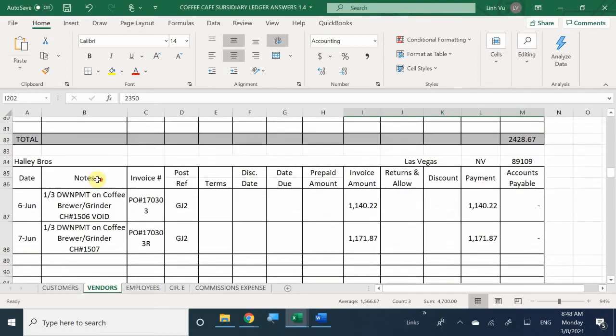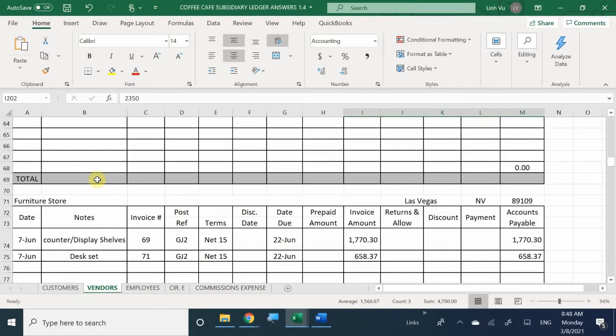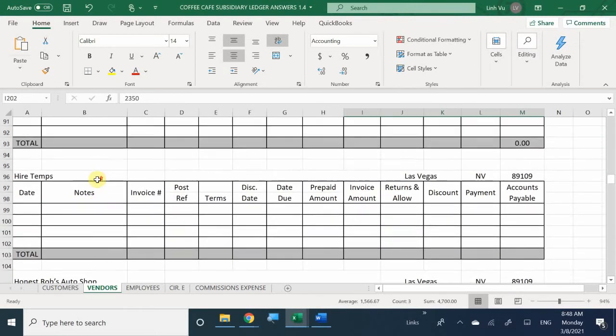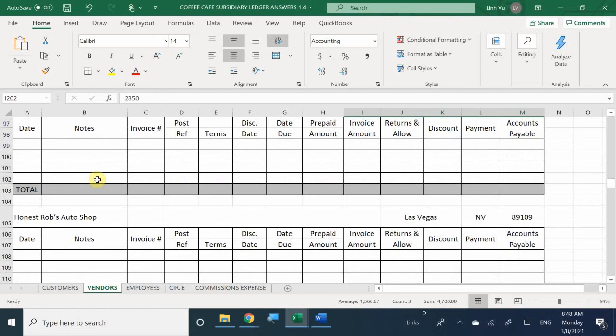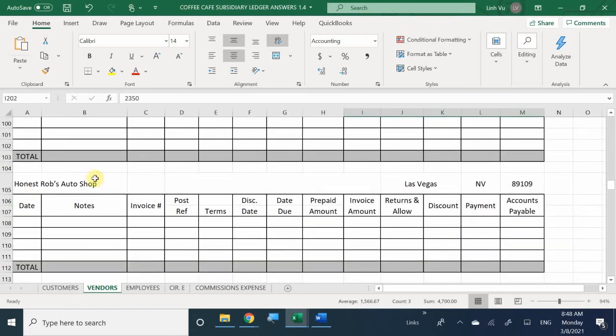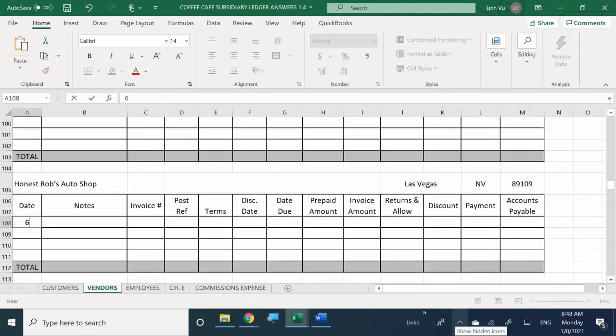Honest Robs. Okay, so let's go find Honest Robs. Here he is. Honest Rob's Auto Shop. Okay, so again, June 8th. Now, we only made the down payment to Honest Rob, right? But from now and here on out, who do we owe after that? Main Bank, Nevada. Exactly. We owe the national bank, or in this case, it's the main bank, right?